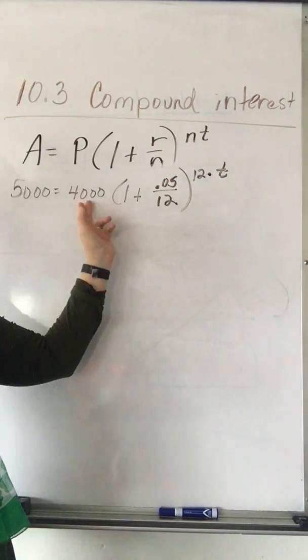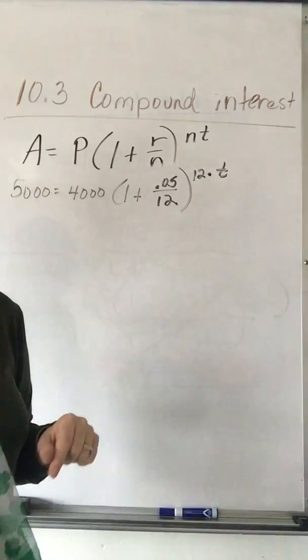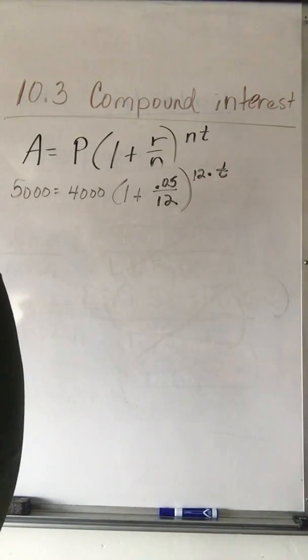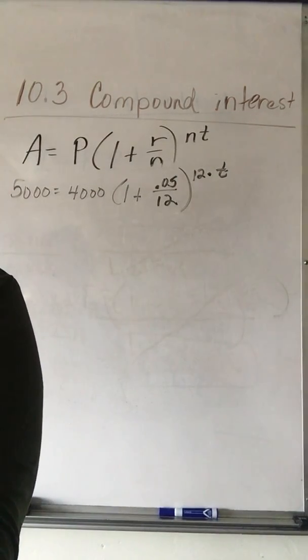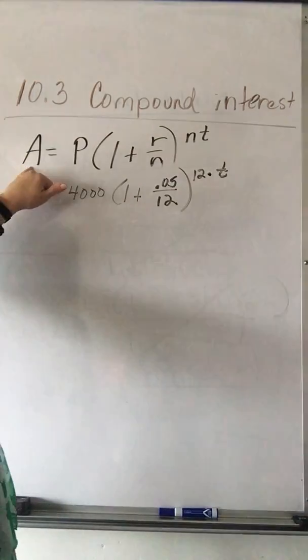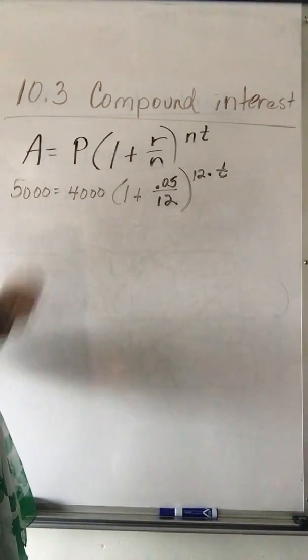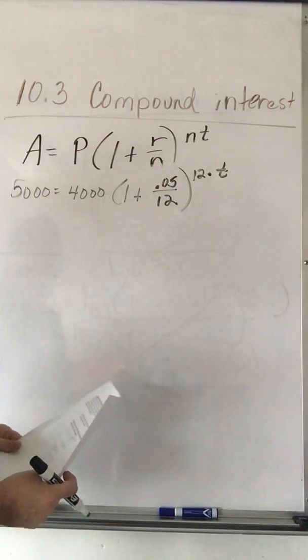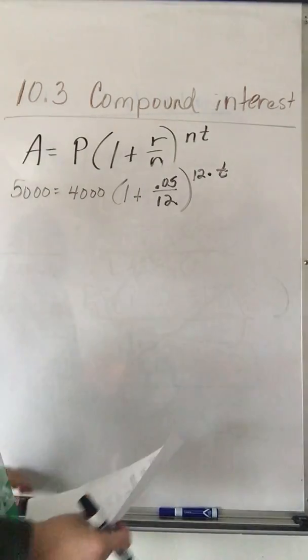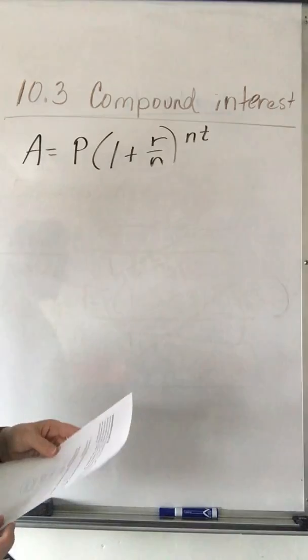How long does it take $4,000 to turn into $5,000? That's a challenge question if you want to look at that and ask me about it later, but we will not be responsible for doing that in this class. We're not asked to do that. The only thing we're asked to do is find A when you know all of this, or find P when you know everything except P, like we did in the last example. All right, so just to pique your curiosity about other ways we could use the formula.